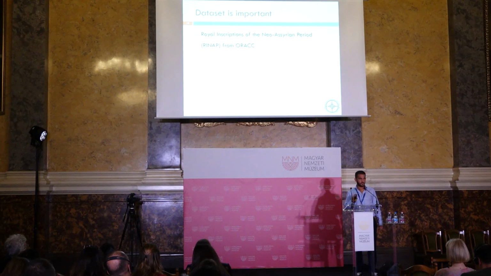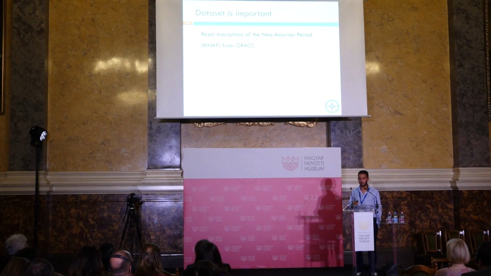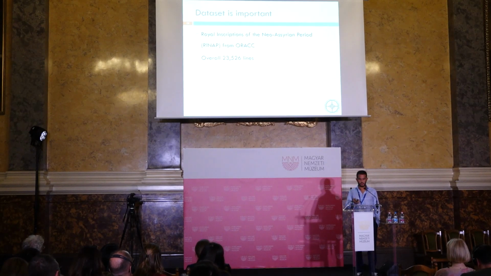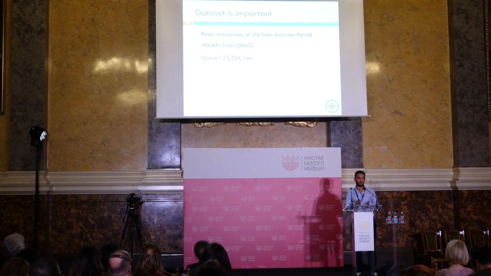Let's talk a bit about the data set. I personally think that the most important part in NLP and AI research in general is probably the data that you use. So we used mainly the royal inscriptions of the Neo-Assyrian period from Oracc. Oracc is an online database of Akkadian texts. So we managed to obtain more than 23,000 lines. One of the main challenges in Akkadian and ancient languages in general, which differentiates them from modern languages, is that there is a relatively low amount of examples and data.